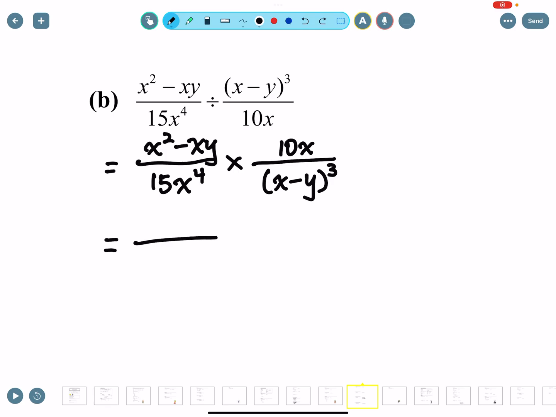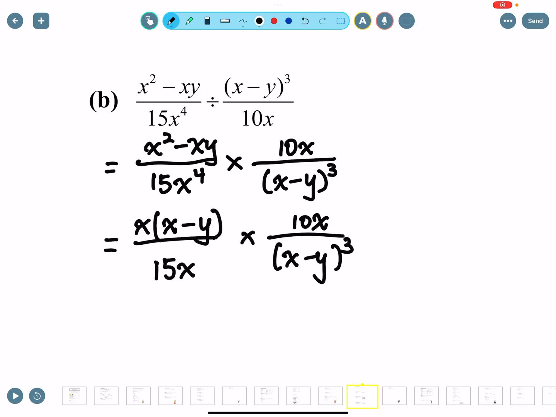Yeah, so don't do that. You can factorize x on the top left. You have x left minus y times 10x, x minus y here, cube, 15x to the power 4. Alright, we start cutting now. X minus y, this is 2 now.